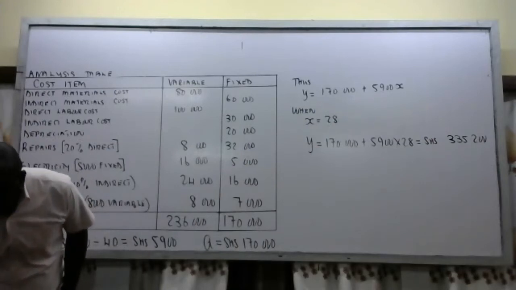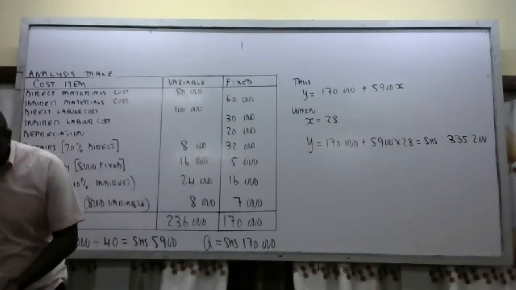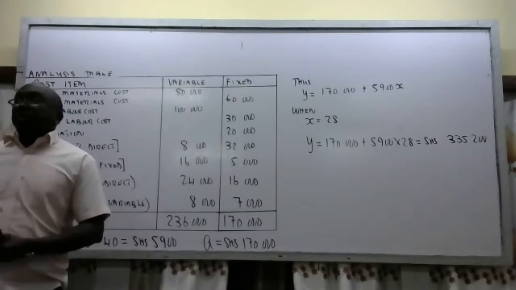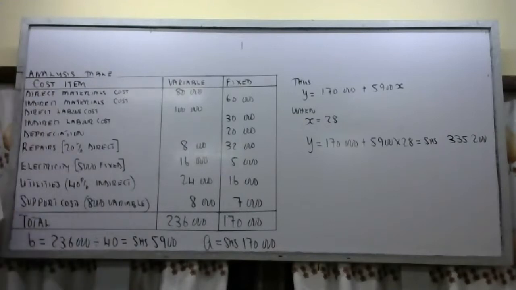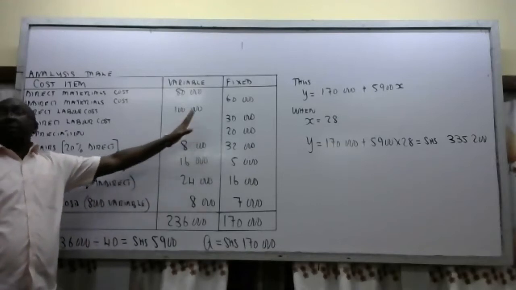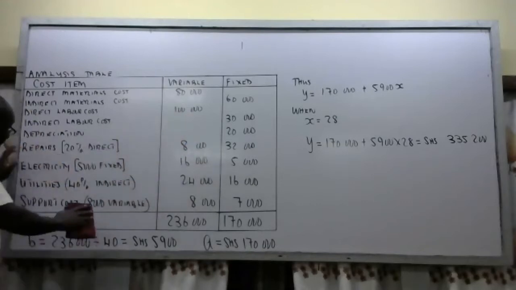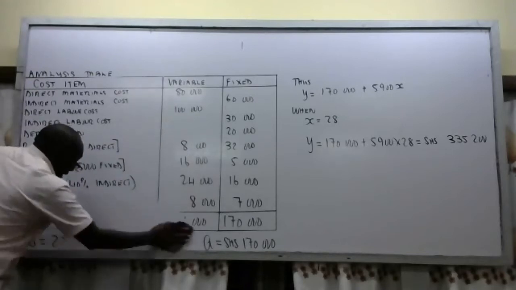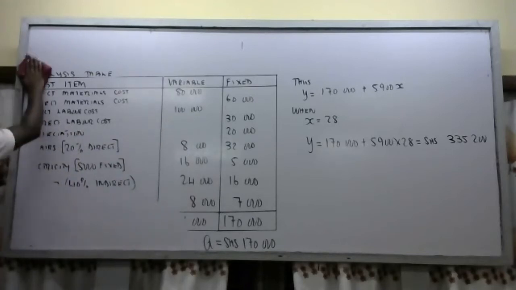So that is how you deal with account analysis, and I'm not going to give you any other example because the concept is already well illustrated, that it is simply about judging whether the cost is variable or fixed. Let's go to the next method.